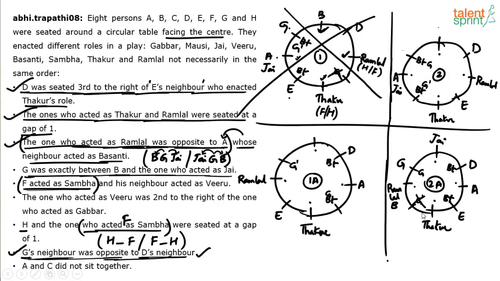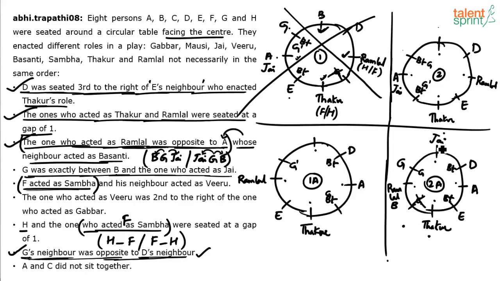Similarly, try out case 2A. Maybe this also will help us. H dash F, right? So what are the vacant positions? I think this is definitely wrong. Case number 2A is also wrong. Why is 2A wrong? See, we have D, A, E. We have B and G in these 2 positions. If you want H dash F, the only vacant positions are 1, 2 and 3.